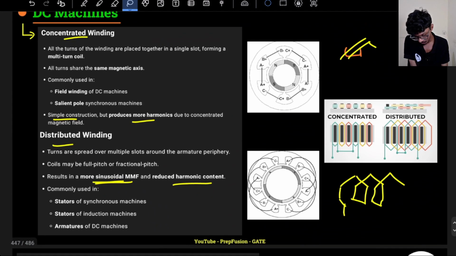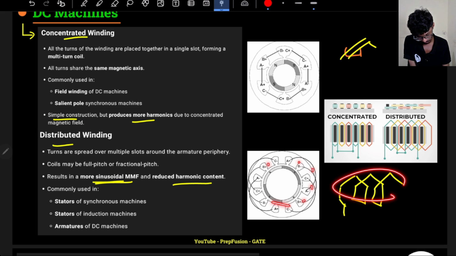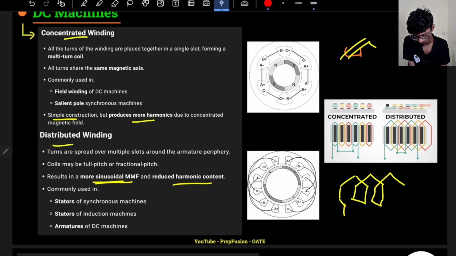So the mechanical strength of this will be lower. Why? Because all of the turns are concentrated in a single slot. So overall mechanical strength will be lower for a single coil. If I distribute my coils in different slots, it will be mechanically more stable. Distributed winding is mechanically more stable. I hope you have understood the difference between concentrated and distributed winding.